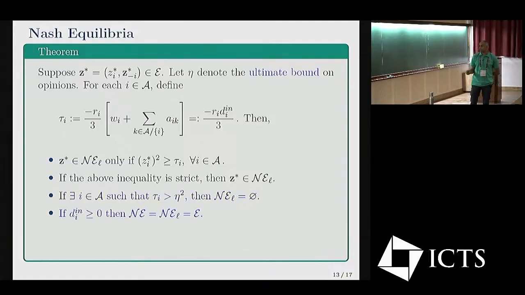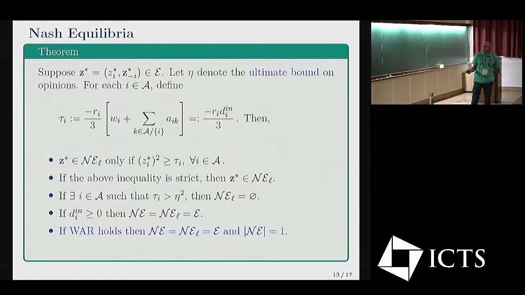If there exists an i such that tau i is greater than eta square, then there exists no local Nash equilibrium, and so on. And if the in-degree is greater than or equal to 0, which corresponds to weak antagonistic relations, then all these three sets are the same: the set of equilibria, the set of Nash equilibria, and the set of local Nash equilibria.